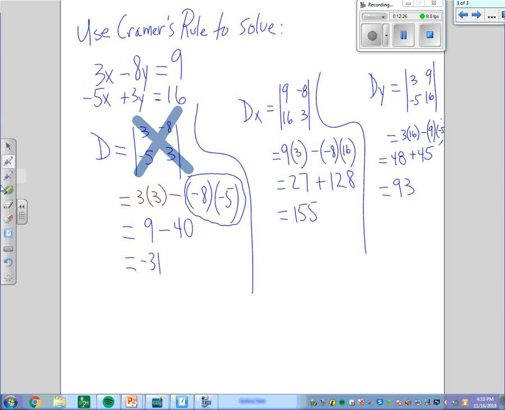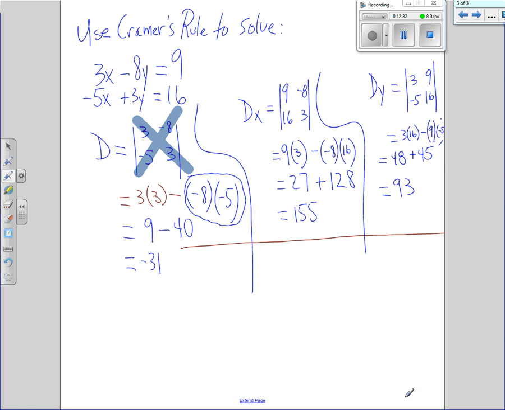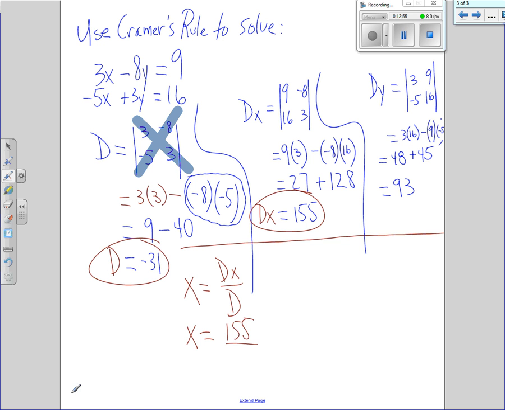Okay, so now I'm going to do this in red. To find our x coordinate, we take the determinant of x, divide by the big dog determinant. What was our dx? Well, our dx was 155, divided by the big dog determinant, negative 31. So what does this equal? This equals negative 5.